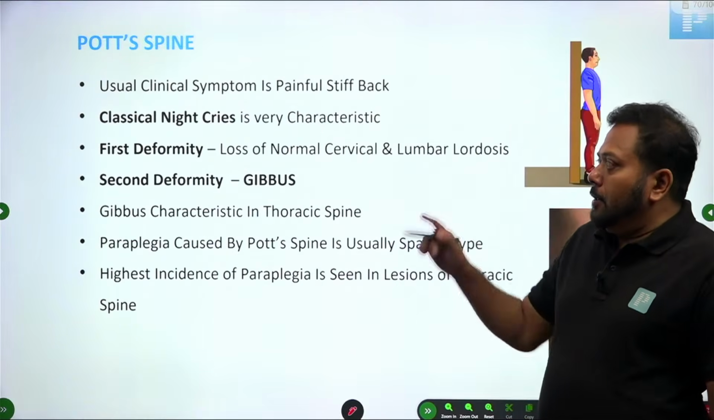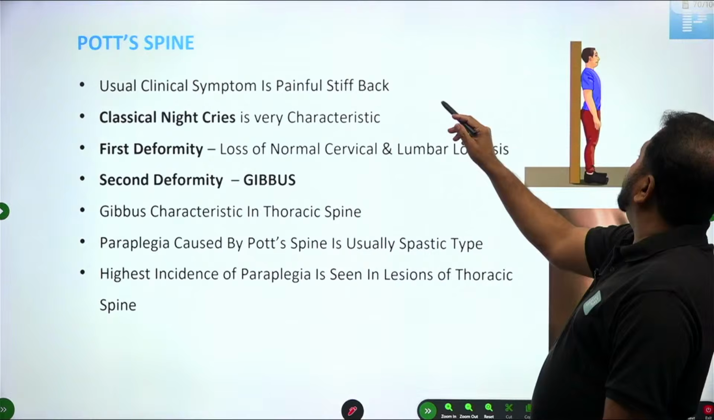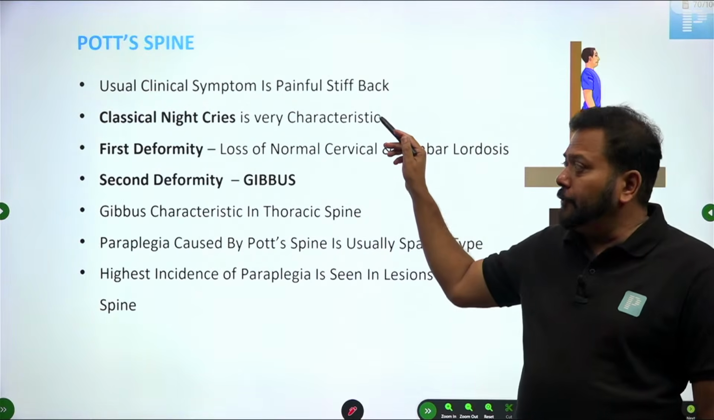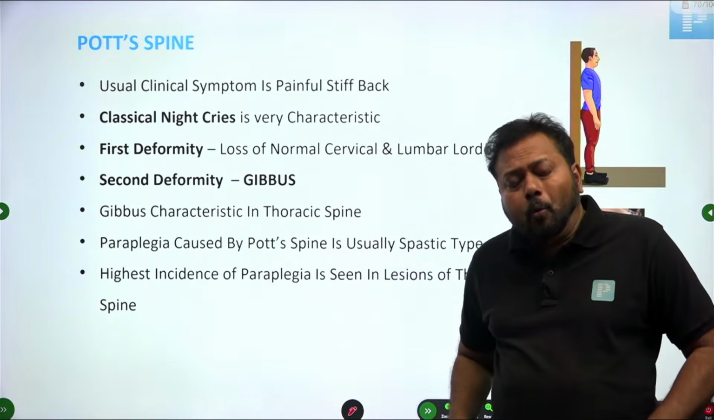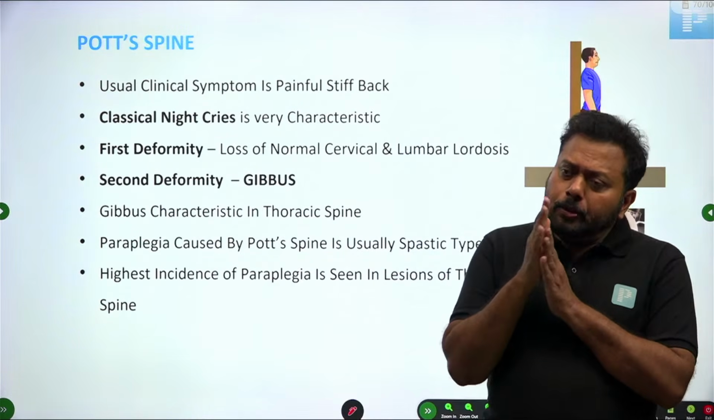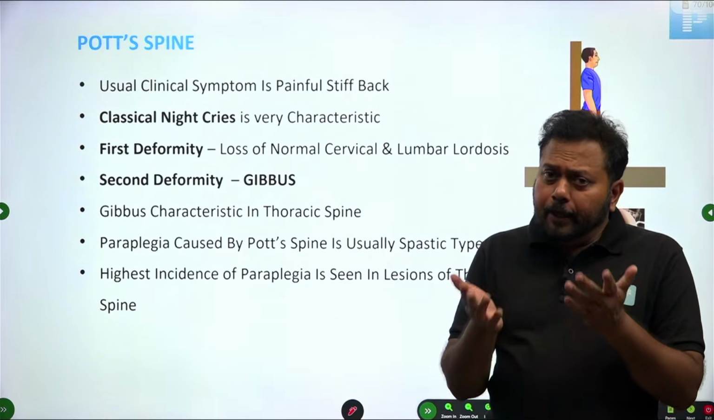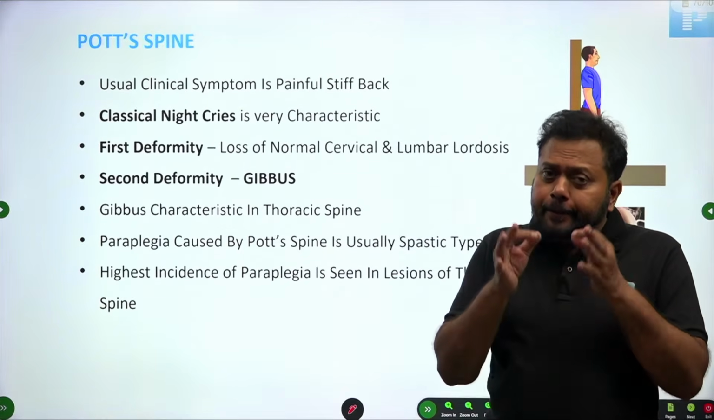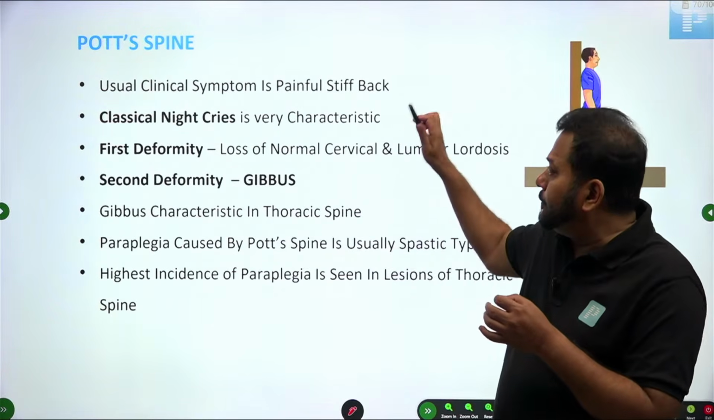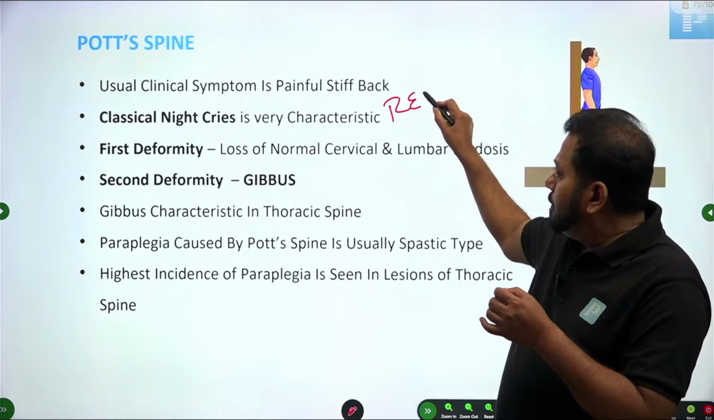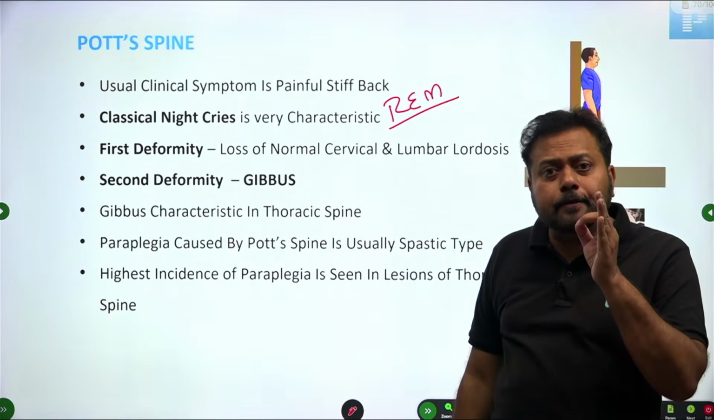Right. Coming to Pott spine, usually the clinical symptom is a painful, stiff back. Classical night cries is very characteristic. See, what is night cries? When the patient goes to bed, he is totally pain free. He will start sleeping, in deep sleep, especially during the REM phase, rapid eye movement.